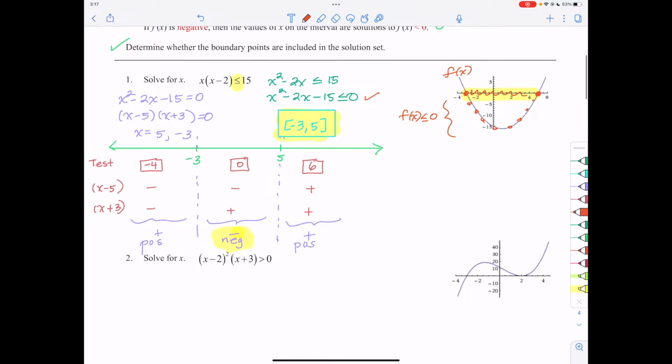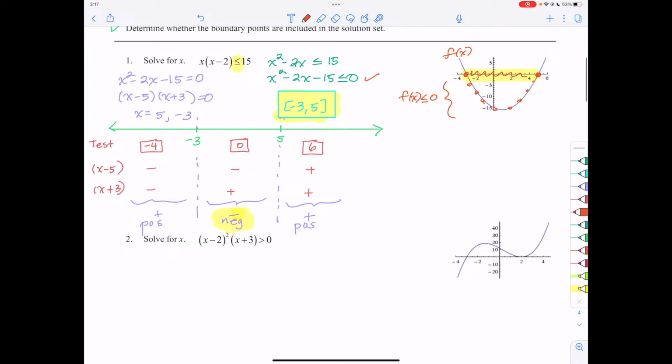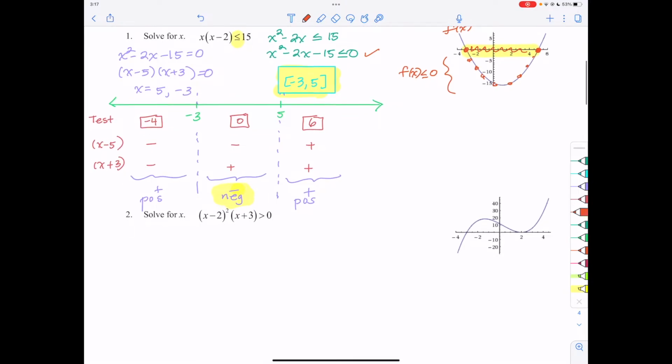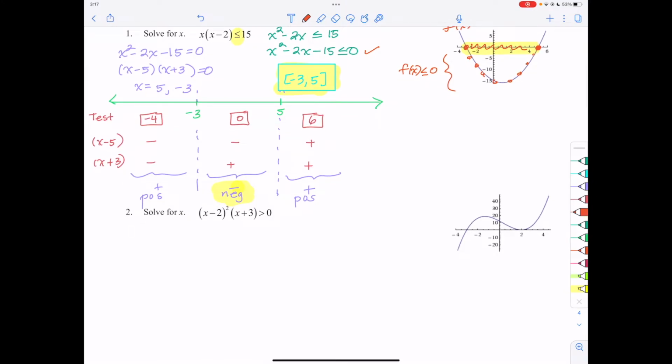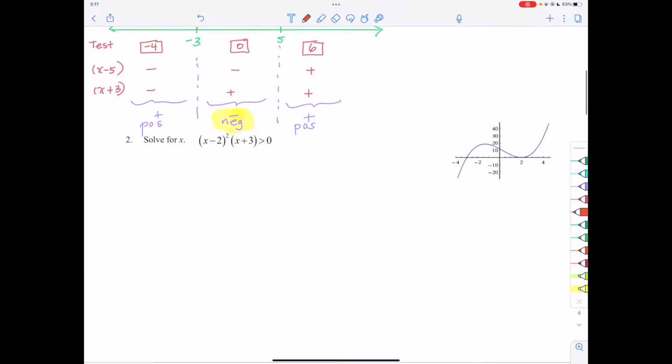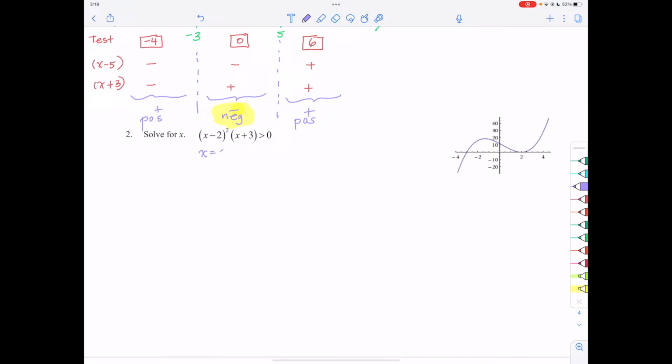Okay, let's go ahead and try number 2. We are starting with (x - 2) squared multiplied by (x + 3). And as you can see, this is already factored for us, and we already have 0 on the right-hand side. So our solutions are x equal to 2 and x equal to -3. Now this time we're looking where it is greater than 0.